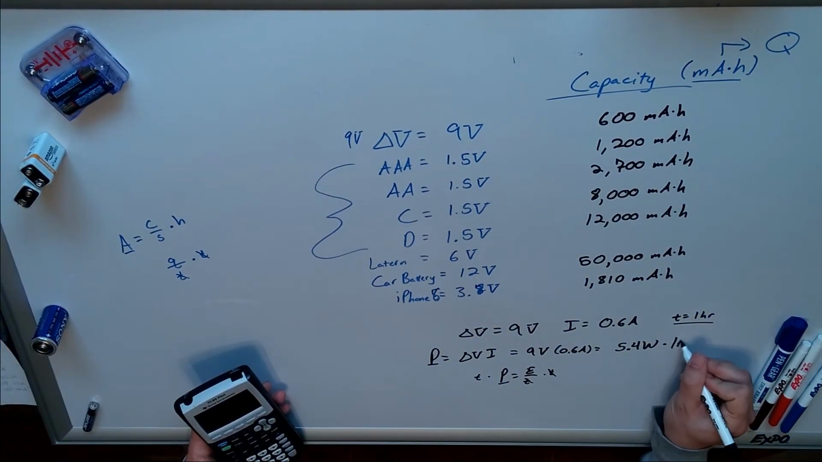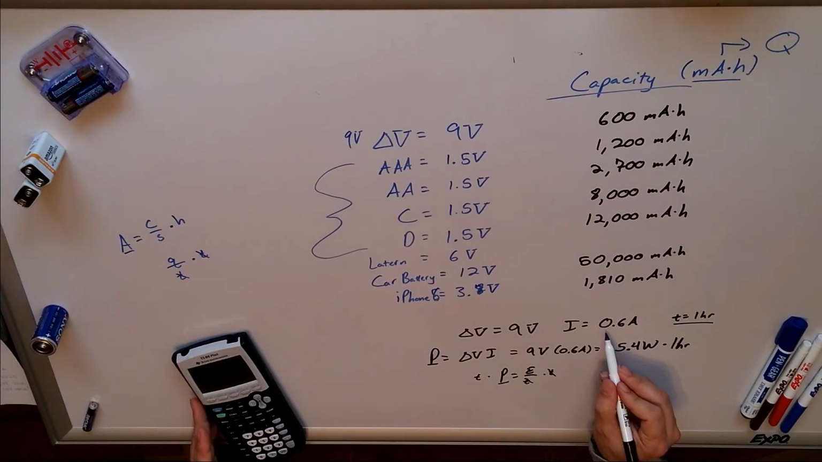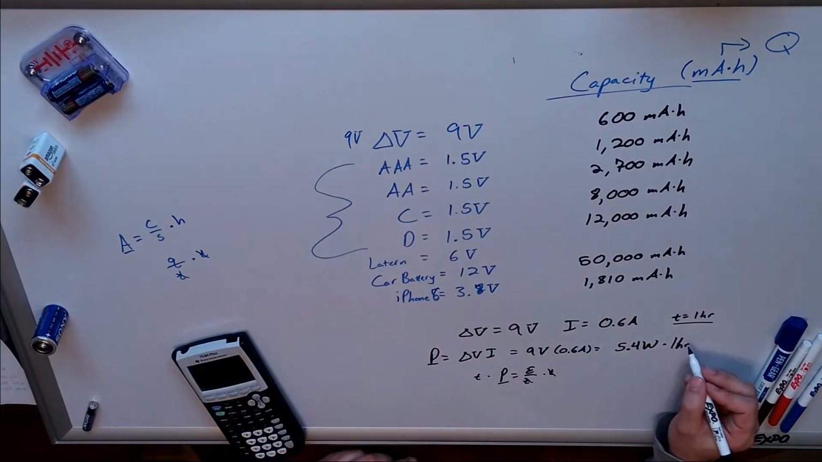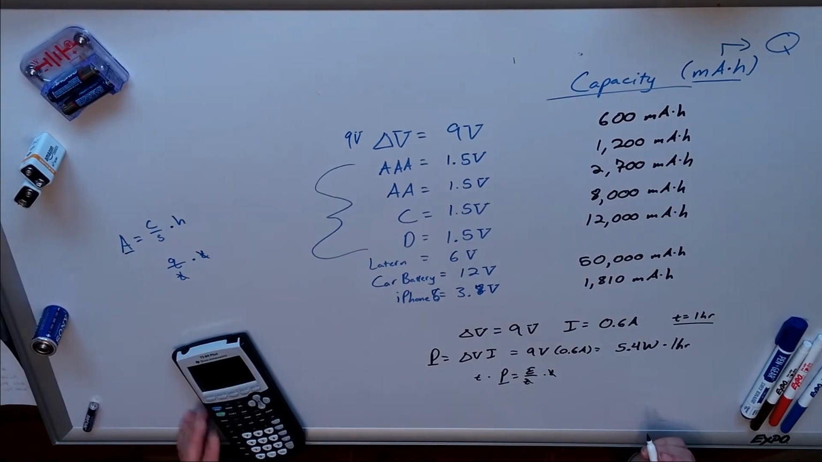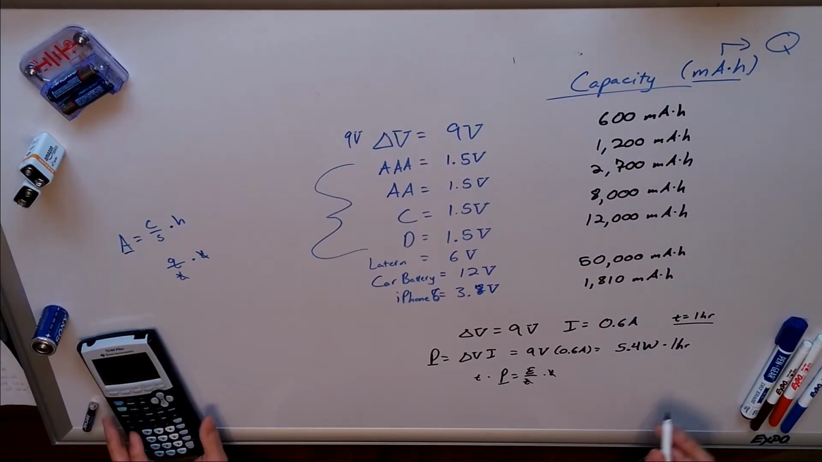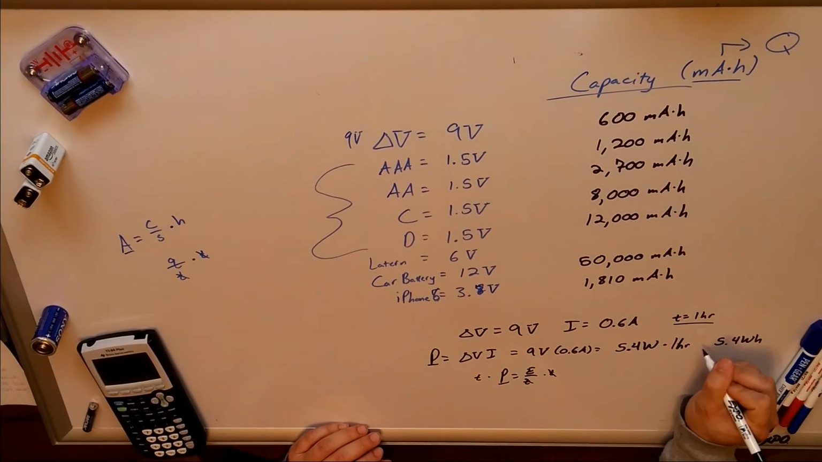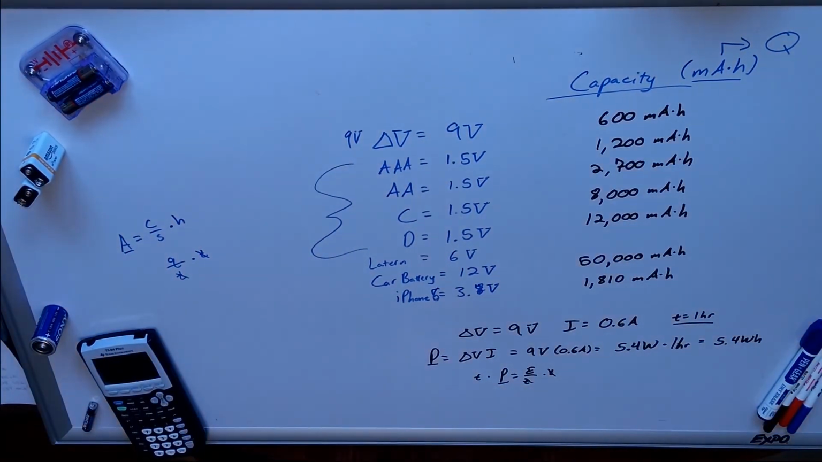So if I multiply this by the 1 hour, because if I have it going at 600 milliamp, the 9 volt battery will last 1 hour, so I multiply it by the time that it will last, and I end up with 5.4 watt hours, which is something that we talked about earlier in the power stuff.